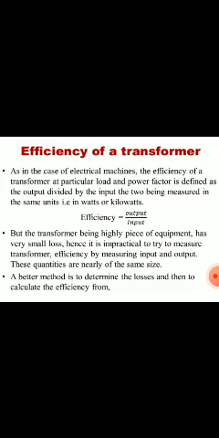As in the case of electrical machines, the efficiency of a transformer at particular load and power factor is defined as the output divided by the input, the two being measured in the same units, that is in watts or in kilowatts. Now, the transformer, being a highly efficient piece of equipment, has very small loss, hence it is impractical to try to measure transformer efficiency by measuring input and output. These quantities are nearly of the same size. A better method is to determine the losses and then to calculate the efficiency from them.